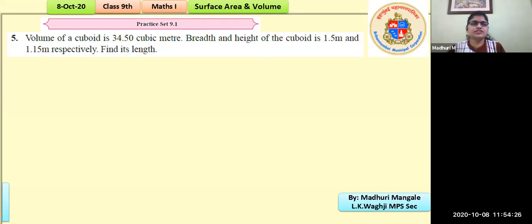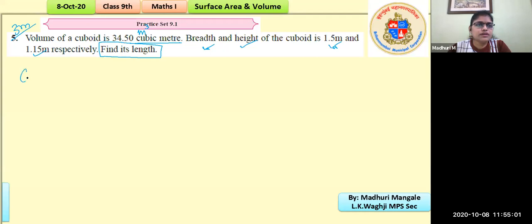What are we given in this question? Volume of a cuboid is 34.50 cubic meter. Now, what do we mean by cubic meter? That is simply meter cube, right? And next, the breadth and height of the cuboid are given. So breadth is the first number, that is 1.5 meters, and the height is 1.15 meters. We are given the breadth and height, and we are asked to find the length. All right, this question will be for 3 marks, right?